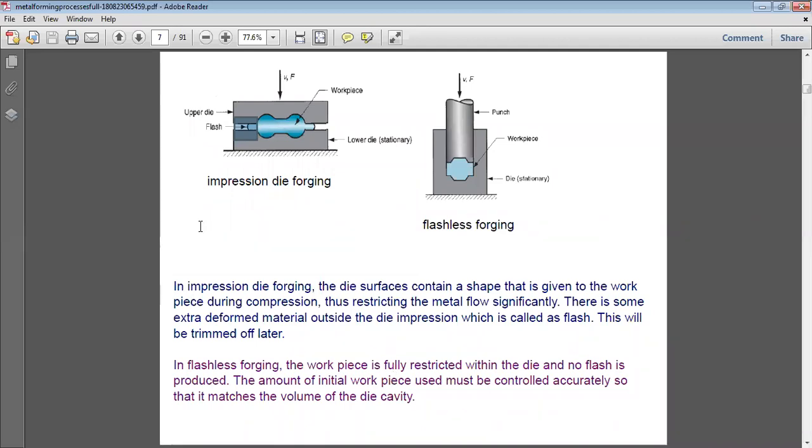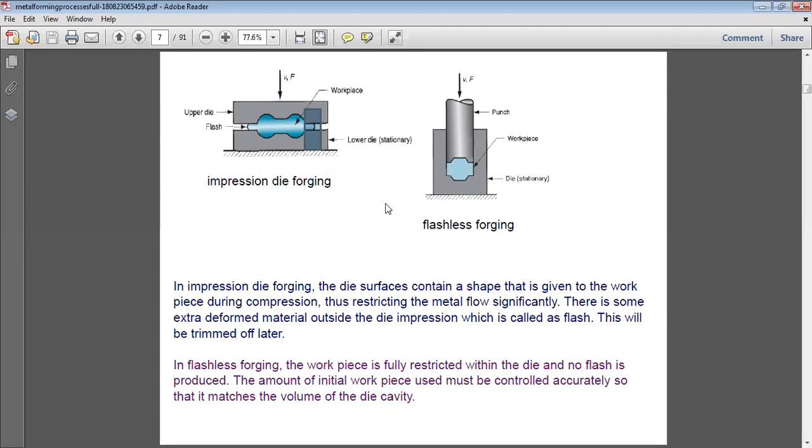So in the previous one there was a flash, clear, because there was an opening or space left in between the meeting of two dies. But in this case there is no space left. The material is fully restricted in the die, so there is no point of generation of flash in this case.